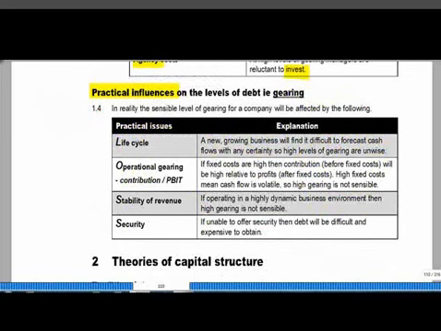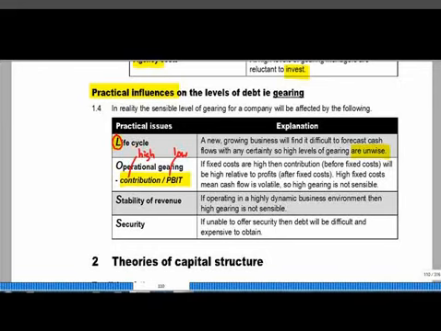So we can summarise some of these practical advantages and disadvantages as follows. The sensible level of gearing for a company in reality will be affected by whether it's young or whether it's old, its life cycle. Most new growing businesses will have many investment opportunities, but will find it difficult to forecast their cash flows over the next few months or years. So although you want to invest, high levels of gearing, high levels of debt would not be wise, and you would be more likely to rely more on equity funding.